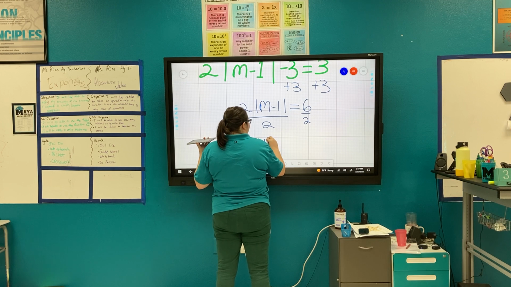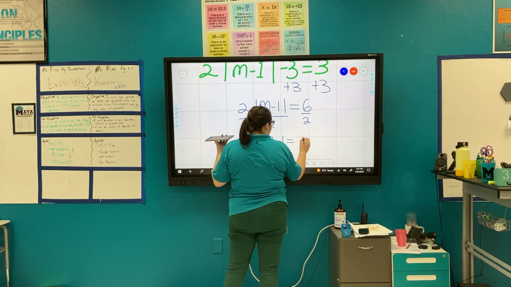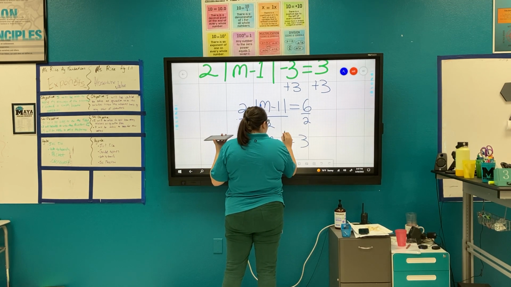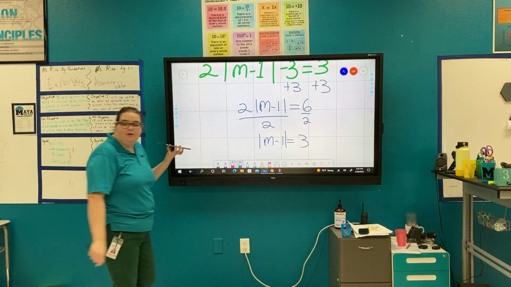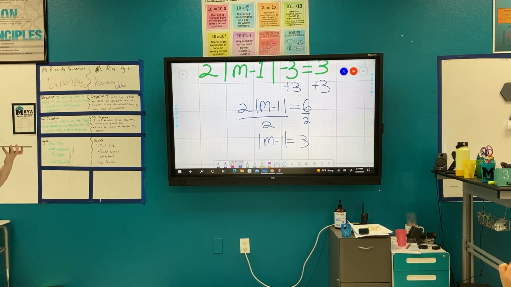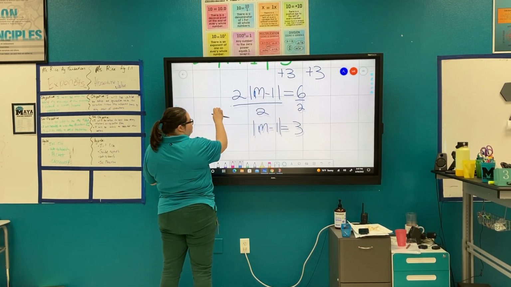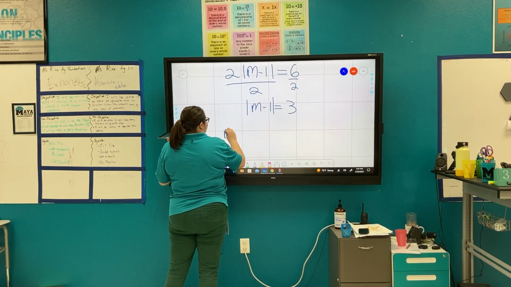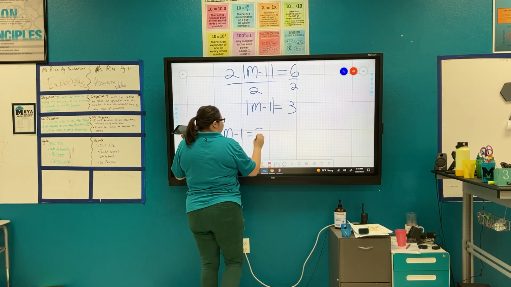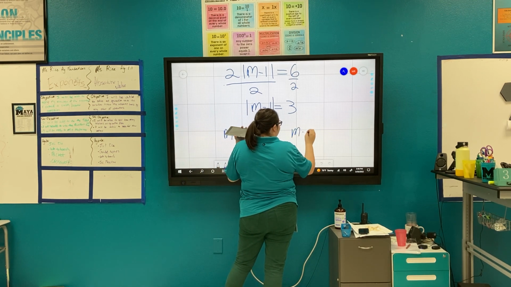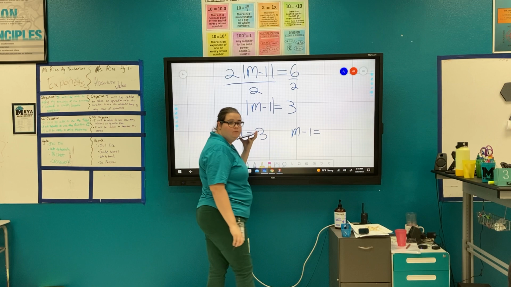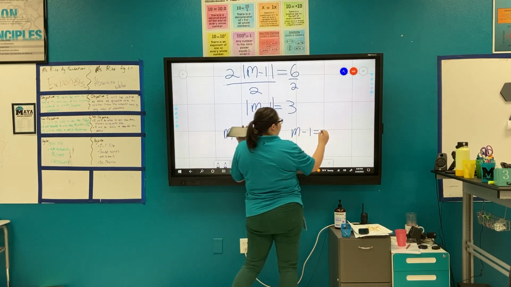Okay, so I'm going to have m minus 1 equals 3. Is my absolute value by itself? No. I mean, yes. Yes. I can split it up now. We're going to have m minus 1 equals 3, and m minus 1 equals what? -3. Perfect. Good job, Frankie and Deja.